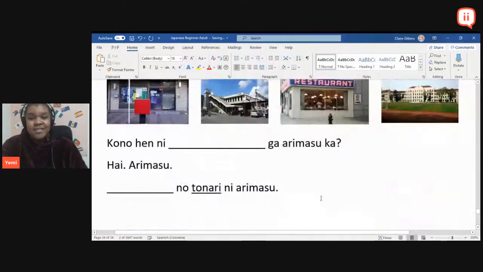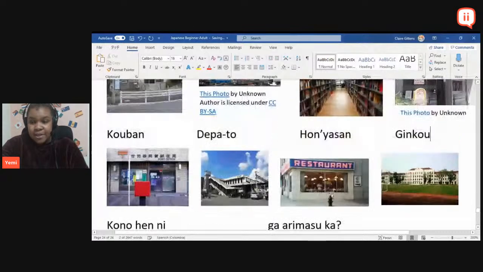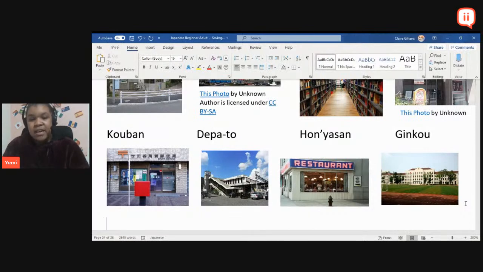Okay. All right. Then we have some more places. Let's try these places. Well, we have a post office. Yubin kyoku. Okay. So let's try that. Yubin kyoku. We have a train station. Train station is a nice, easy word. Eki.